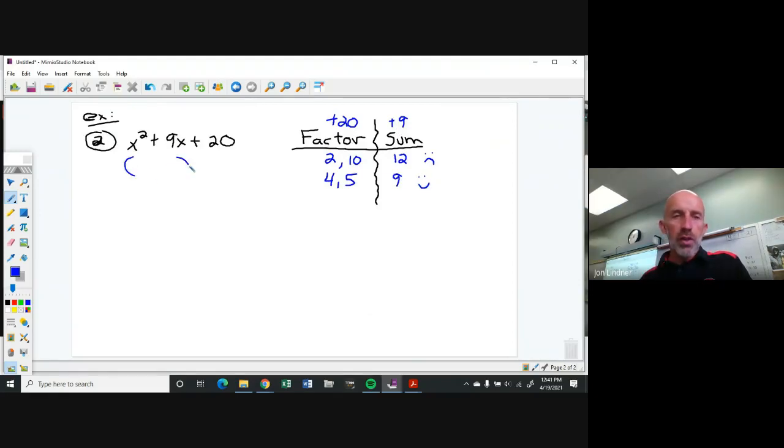So this quadratic, this is called a quadratic, factors into x plus 4 and x plus 5. All right. Now, all the problems we've done so far have been nice, simple, all pluses. Let's do one now where the middle term is a negative.